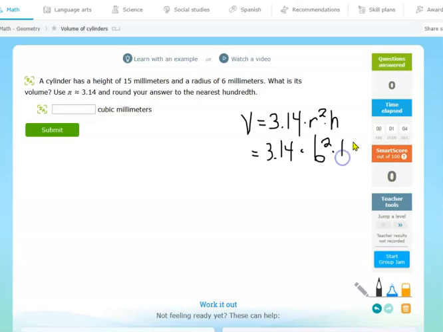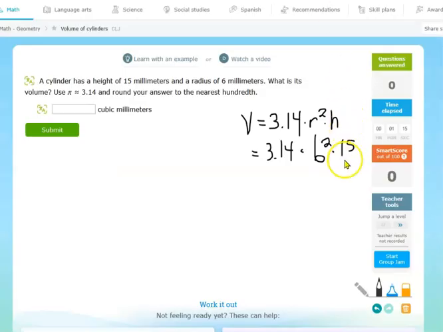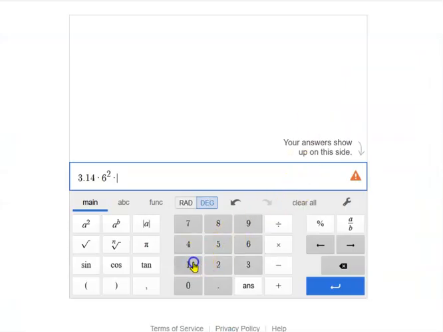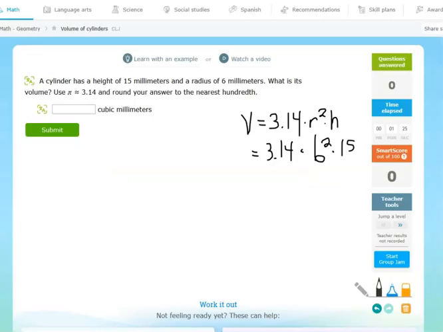Let's pop that into our Desmos calculator. So 3.14 times 6 squared, that's the radius squared, times our height of 15. Okay, and that gives us 1,695.6. And they want us to round to the nearest hundredth, which would be 2 digits to the right of the decimal point. We don't even have 2 digits here, so there's nothing to do. We'll go ahead and submit.